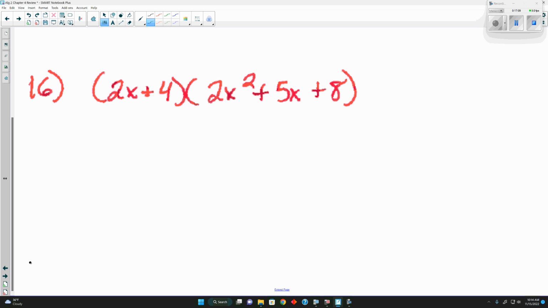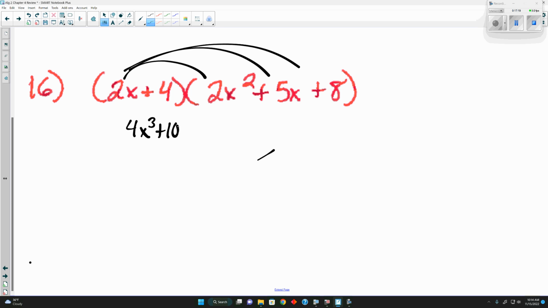We're going to do the exact same thing for 16. So we'll start off with 2x. 2x times 2x squared is 4x cubed. 2x times 5x is going to be plus 10x squared. And 2x times 8 is plus 16x. Then we do the same thing with 4. 4 times 2x squared is going to be plus 8x squared. 4 times 5x is plus 20x, and 4 times 8 is plus 32.